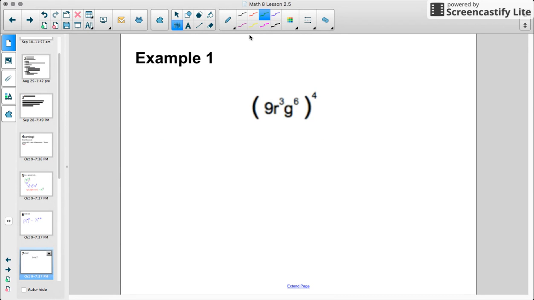If you have this case where you have a whole term raised to the power of 4, we're going to have to take it step by step. So this is really the same thing as 9 raised to the power of 4. First we have to think about 9 raised to the power of 4. And then we have to take r to the power of 3 and multiply it by 4. So that's going to be r to the power of 12. And then we multiply, again, the powers, which in this case would be g to the power of 24.